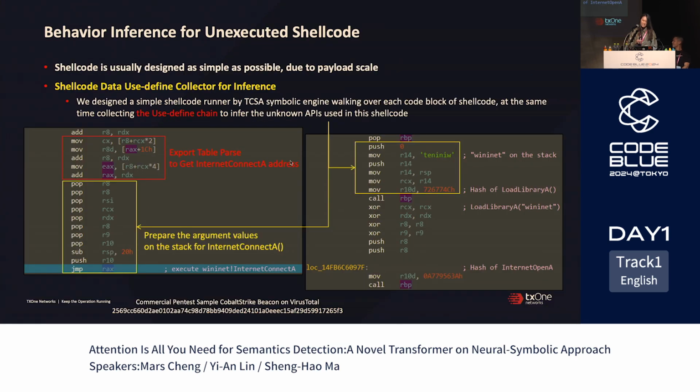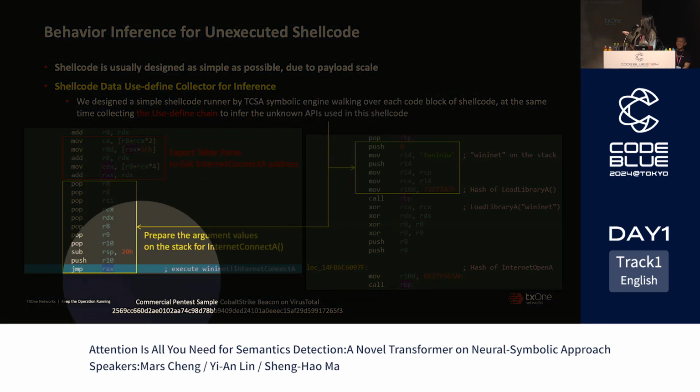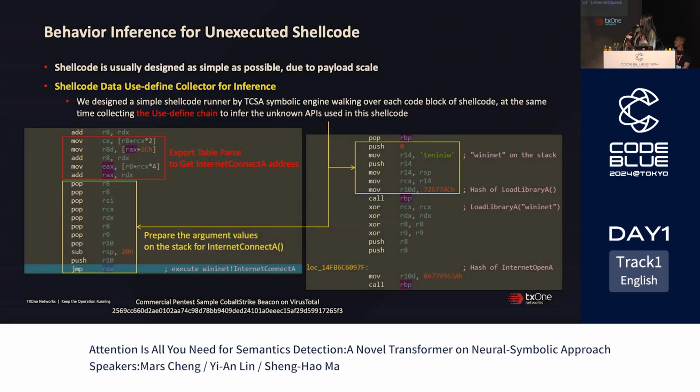So we can see that in the red boxes over here, it is going to parse the export table to get the InternetConnectA function. And under the red boxes over there, the yellow boxes have a lot of pop instructions, preparing the argument values that InternetConnectA is going to use. So our engine just uses the use-define chain to collect these kinds of arguments that the function call is going to prepare, and we can identify what kind of unknown APIs it uses.